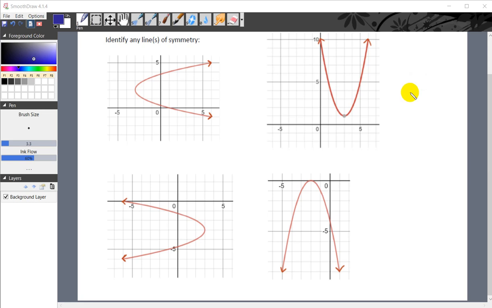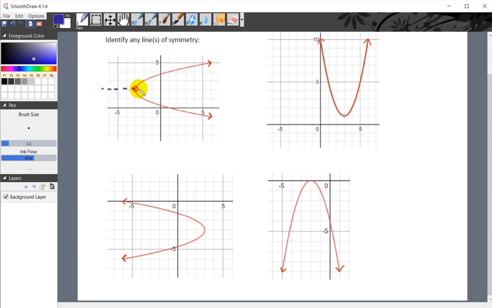Hello! Okay, so the purpose of this video is to help you identify lines of symmetry and also end behavior of certain functions. Okay, so if you remember, hopefully from geometry or a previous class, symmetry is basically if you flip it around a certain axis of some sort, you're going to get the same image on the other side. Okay, so identifying any lines of symmetry.